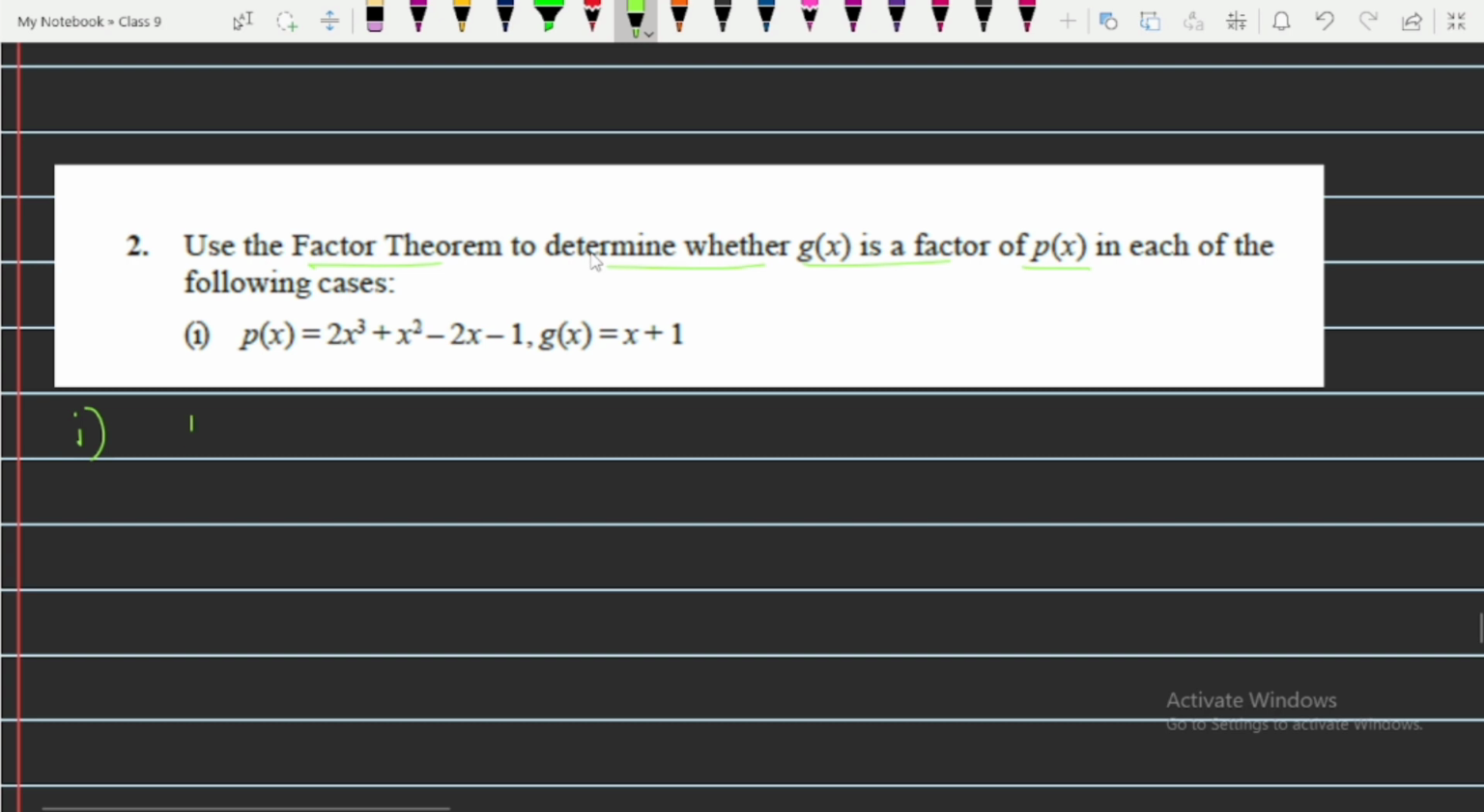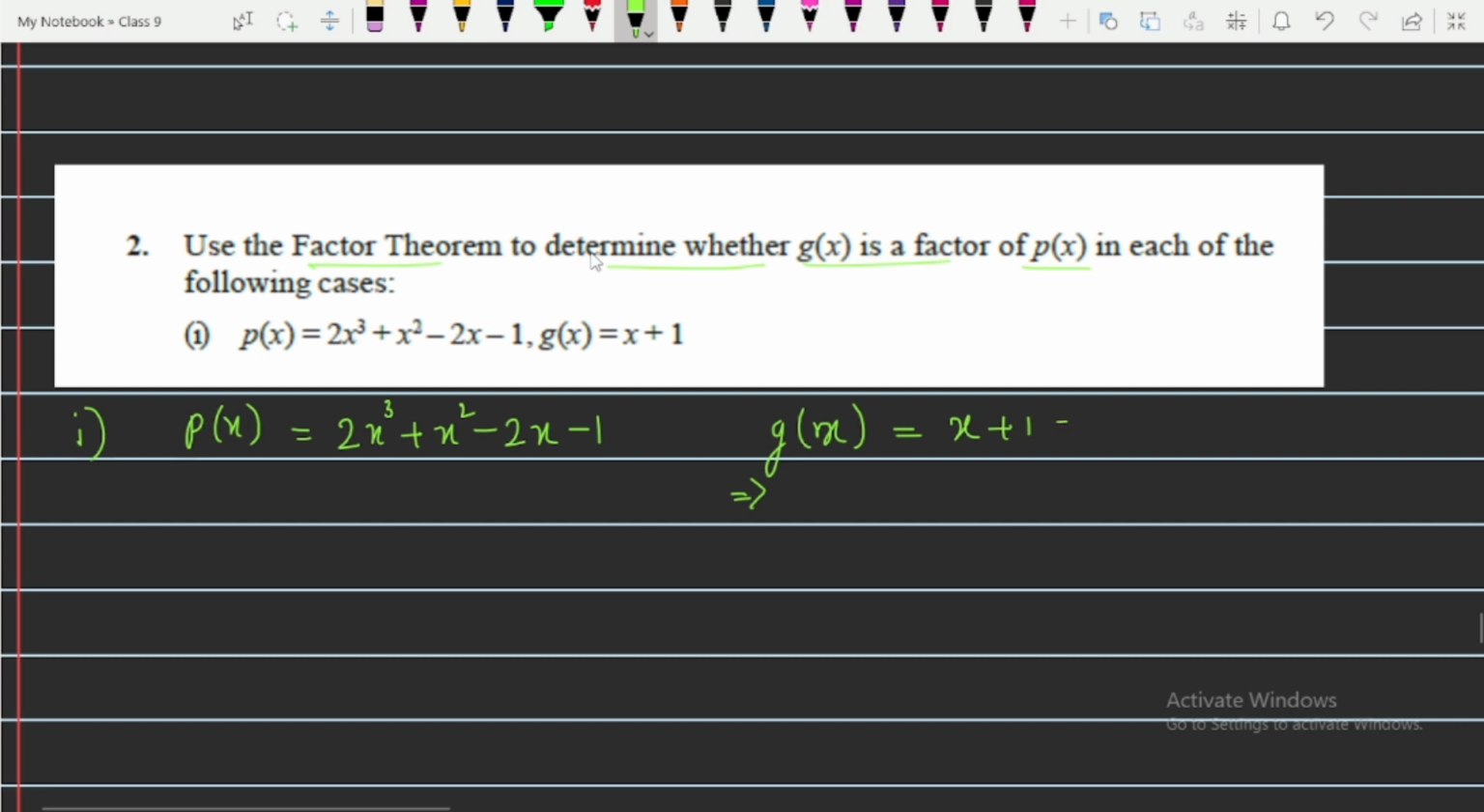So given p of x is a polynomial, that is 2x cube plus x square minus 2x minus 1, and g of x is given, it is x plus 1. Same question like that only. They just represented the polynomials as p of x and g of x. So which is the factor we have to check? g of x.